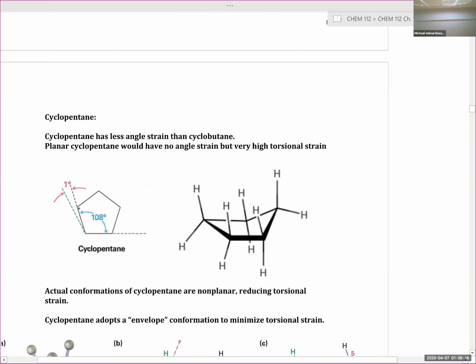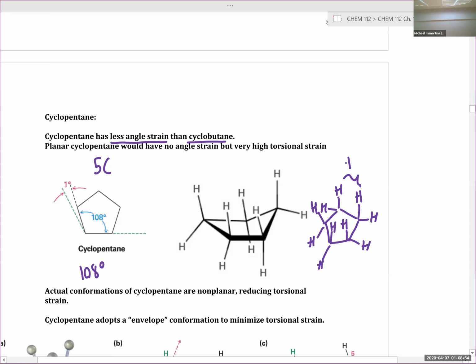Because it's a 5-carbon system, we have an average bond angle of about 108 degrees. So we have substantially less angle strain than cyclobutane. Now, again, just like before, we do not want a completely flat cyclopentane. We want to minimize our torsional strain. And if cyclopentane was completely flat, we would of course run into a monstrous amount of torsional strain.